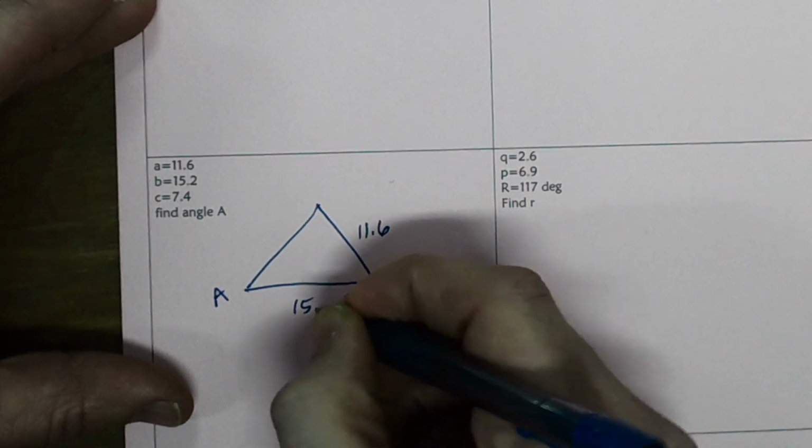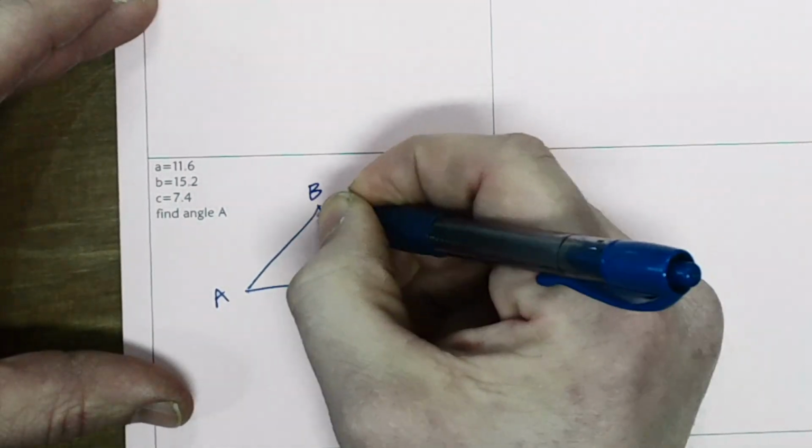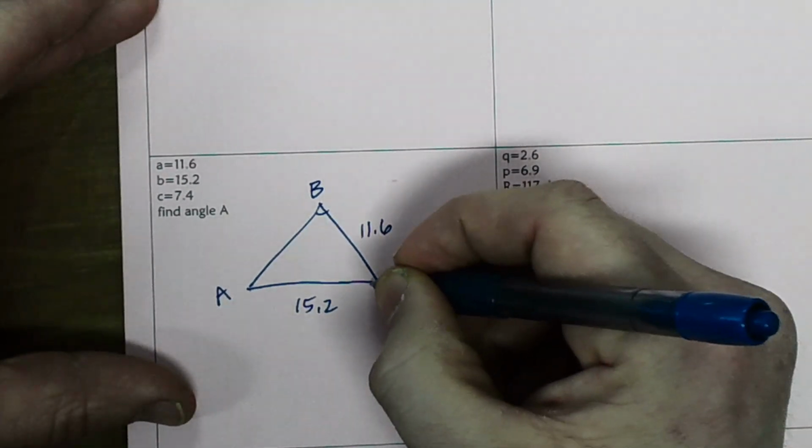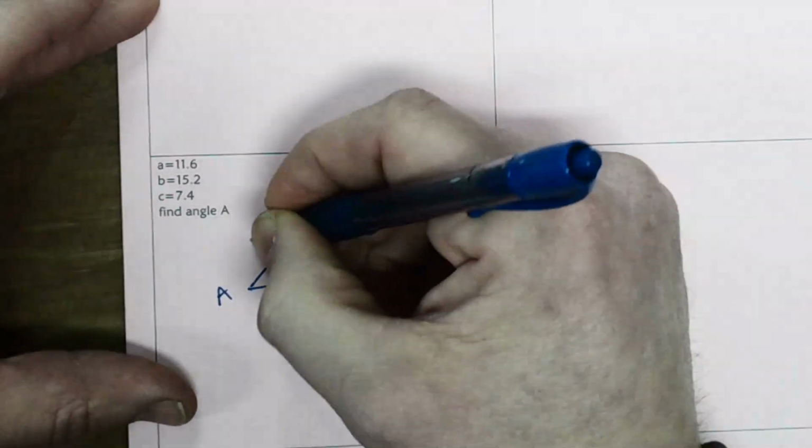So I'm just going to make 15.2. I'll make that side B, which has to be across from angle B. And then C would be the last one, 7.4.